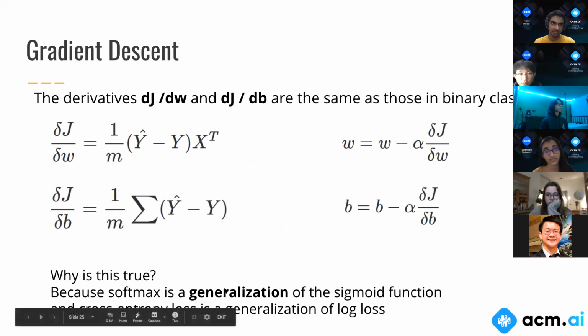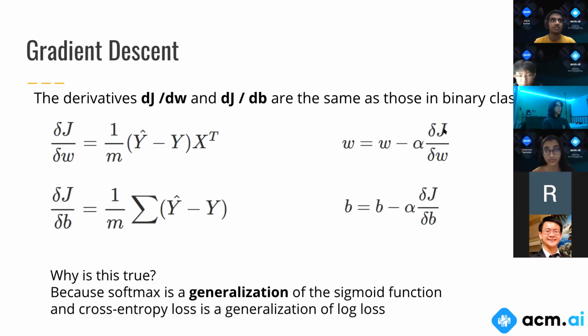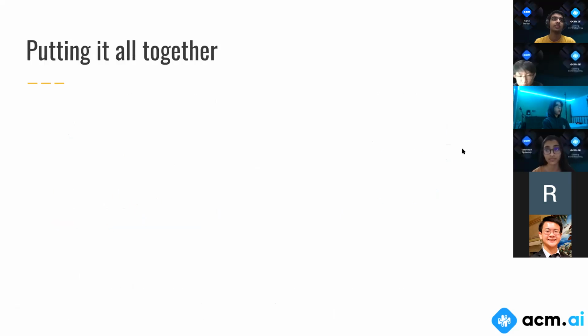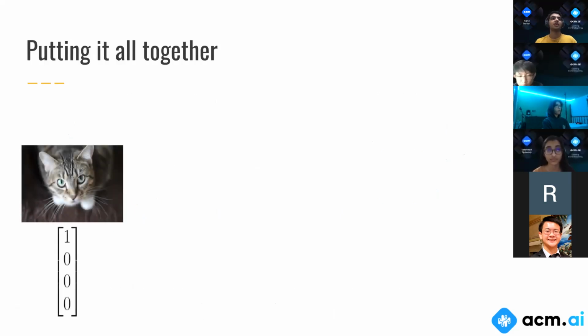And so yeah, softmax is a generalization of our sigmoid function, and cross entropy loss is our generalization of log loss, or binary cross entropy. That boils down to our partials being the same, and basically our weight update equations on the right side are the same because our partials are the same. Cool. And so now we can put it all together.